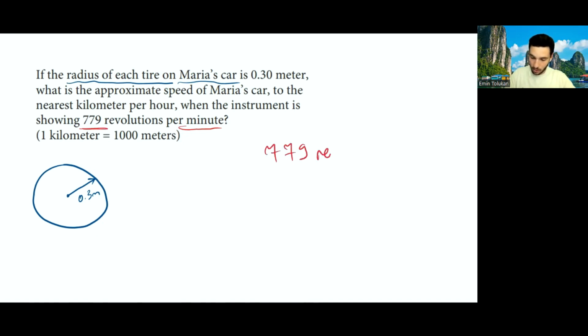779 revolutions is proportional in distance to 779 times the circumference, 2 pi r. So when you want to find the distance that the car makes in 1 minute, how much distance in 1 minute? It's going to be 779 revolutions times the distance of one revolution, which is just 2 pi r.